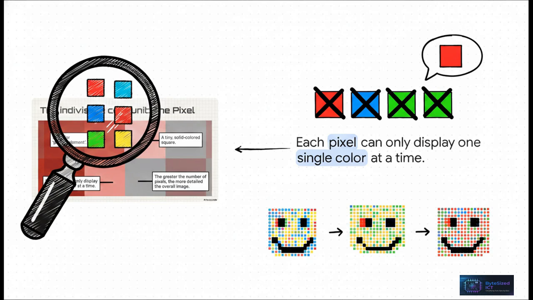Now the rule governing these squares is absolute. Looking at this grid of reds and grays, you'll notice a single pixel is entirely rigid. It can only ever display one single solid color at a time. No exceptions. A pixel absolutely cannot be half red and half blue. Think of it like a microscopic light bulb shining one very specific color. And naturally, the greater the number of these single-colored pixels you have, the more detailed your overall image can be.